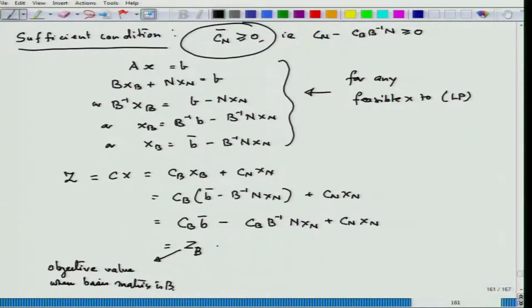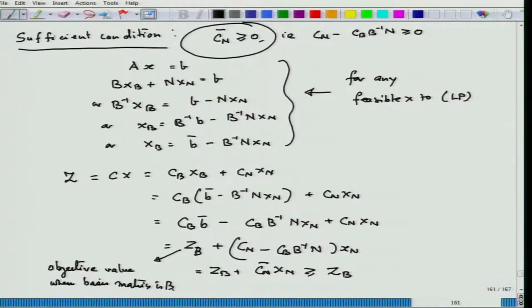Now, once I know this, I can combine these two to write plus C_N minus C_B B inverse N x_N. So, what I get is Z_B plus C_N bar x_N. x_N is greater than or equal to 0, because x is feasible, and C_N bar is greater than or equal to 0. So, whatever x you take from the feasible set of the LP, the objective value at that feasible point Cx is always bigger than or equal to this value Z_B.